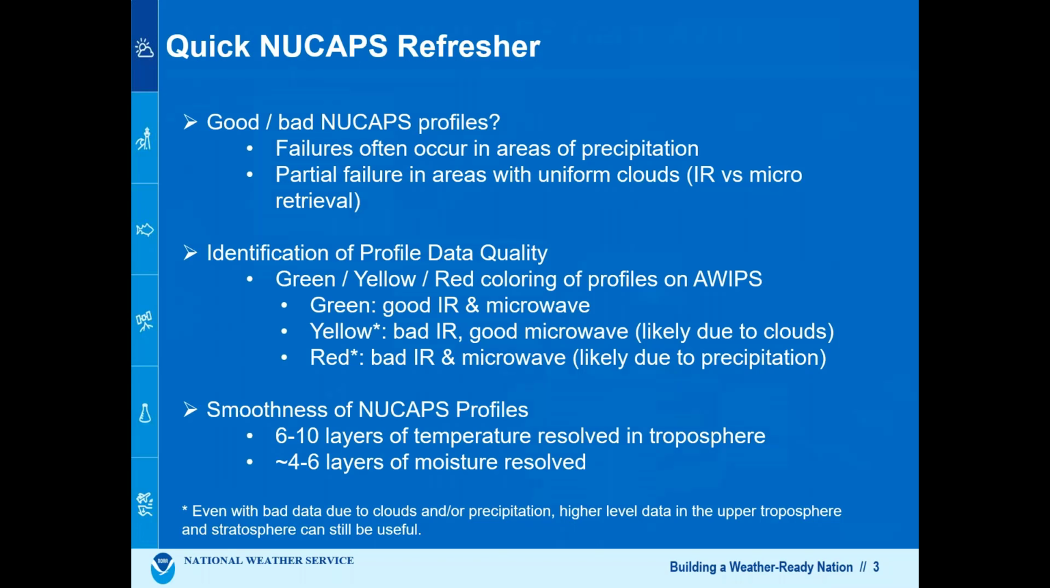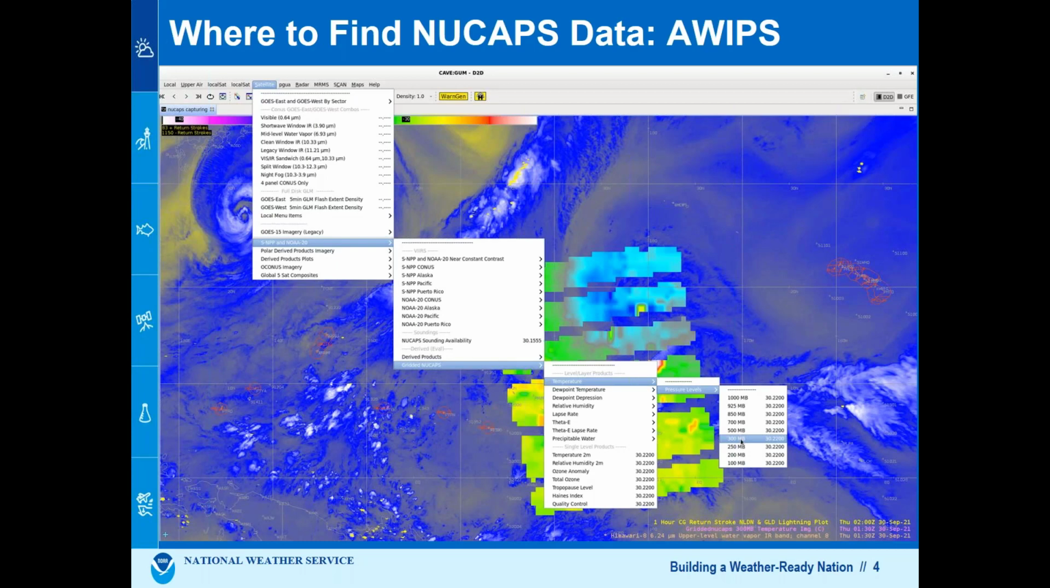So where can you find NUCAPS data? Well, first of all, we'll cover AWIPS. NUCAPS is satellite-based data, so you can find it in your D2D windows underneath satellite. At least here on Guam, we're going to see that under SNPP NOAA 20. And then just through the stair-step menu navigation, you're going to see the gridded NUCAPS at the very bottom.